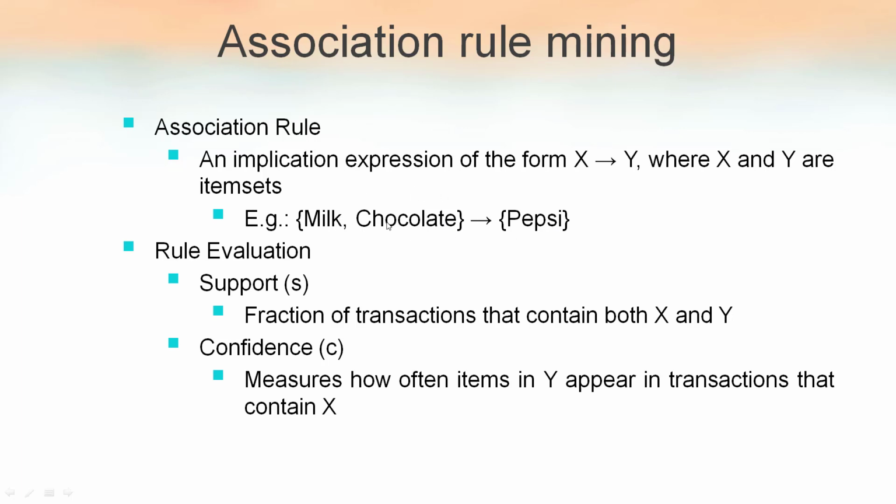This is the example of association rule. Rule evaluation. For rule evaluation, we need to find two main parameters, support and confidence. Support means the fraction of transactions that contain both X and Y, meaning the left side of the rule and the right side of the rule. Confidence is a measure of how often items in Y appear in transactions that contain X.